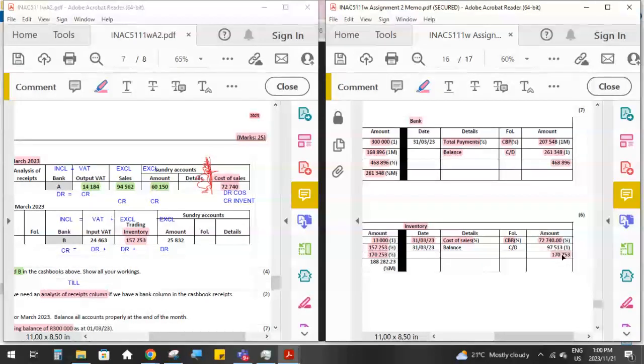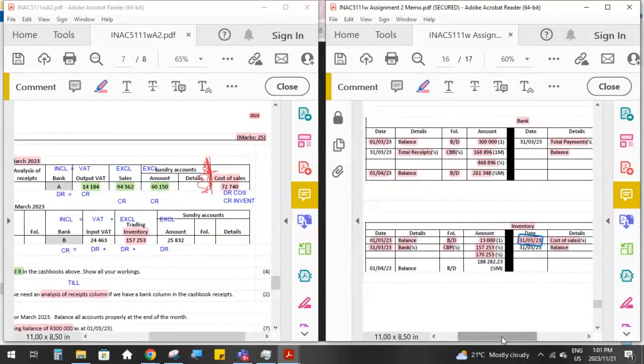I subtract total debits minus total credits equals 97,513, which then means that that is the total debit balance left in my inventory account, which I am going to carry down. And because the debits were more than the credits, this 97,513 is a debit balance. So for the 1st of April, I write down balance brought down.